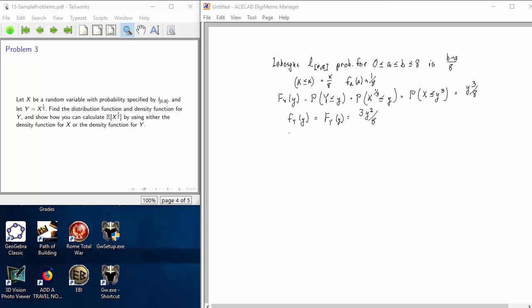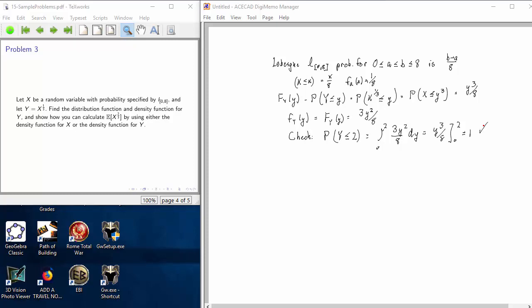This always looks like black magic to me, so I compulsively check it. If x can be between 0 and 8, its cube root can be between 0 and 2. So as my check, I integrate from 0 to 2 this density function with respect to y. The antiderivative is y cubed over 8. And when I evaluate that between the limits 0 and 2, I do indeed get 1.